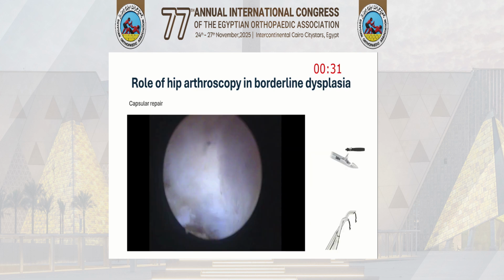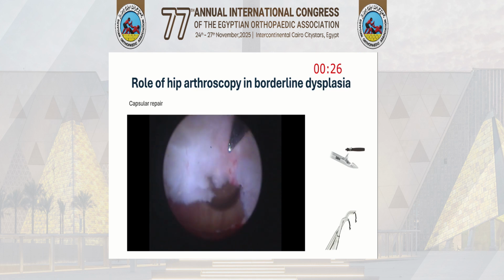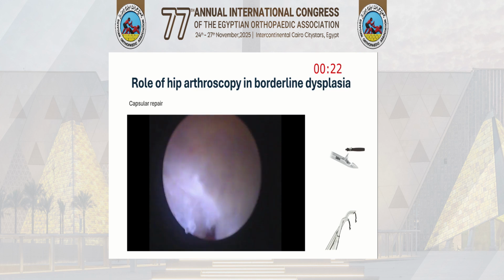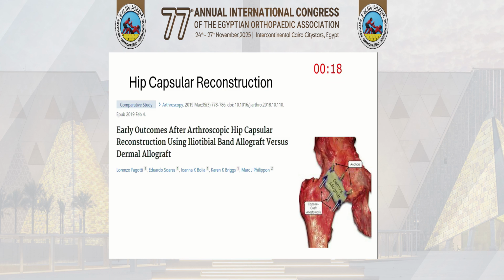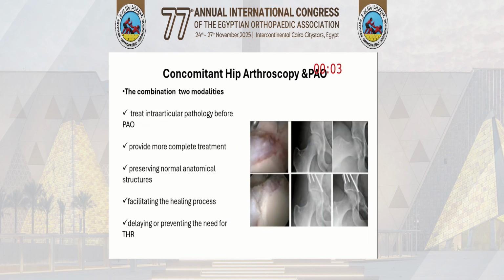We don't have these instruments in Egypt, but we are able to do the capsular repair with the bird beak. A bit technically challenging, but it is still doable with the instruments we have currently available in Egypt. There's talk about capsular reconstruction in the case of a revision setting, whether with an autograft or an allograft. And basically, outcomes are favorable with the autograft more than the allograft.